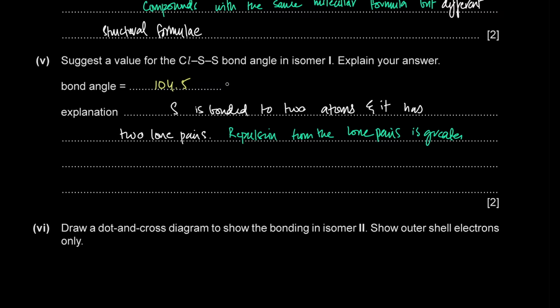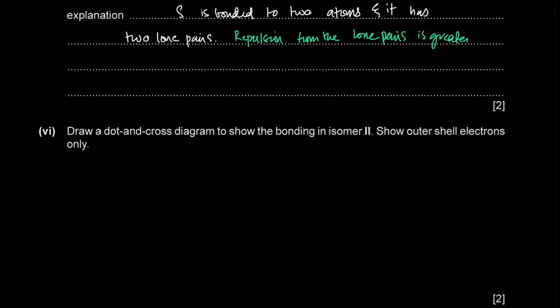Draw a dot and cross diagram to show the bonding in isomer 2. Show outer shell electrons only. So for isomer 2, we have this. For this dot and cross diagram, we're going to start with the central sulfur atom. Now, sulfur has a total of 6 valence electrons.